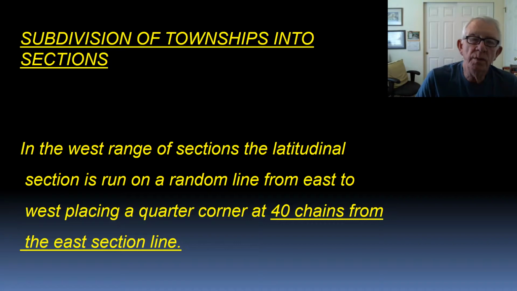Now, when we get to the west range of townships, we're going to go north, parallel with the east township line. Then we're going to run the line west instead of east to tie into the range line to the west. It's going to be a random and true just like we did before, but we're going to place the quarter corners 40 chains from the west and put all of the error from the east-west directions into the west half mile.